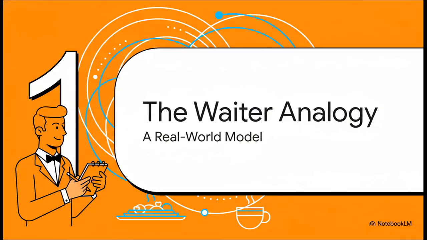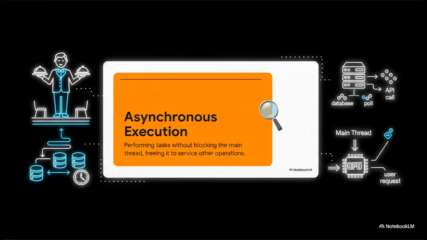Section 1, the restaurant waiter analogy. To really grasp what's happening under the hood, we need a rock-solid, real-world mental model. Before we hit the restaurant floor, let's just make sure we're on the same page with our core definition. Asynchronous execution simply means performing tasks without blocking the main thread. So while a task is happening, like say a database query or an external API call, the thread doesn't just sit there frozen in time. It's freed up to go service other operations.